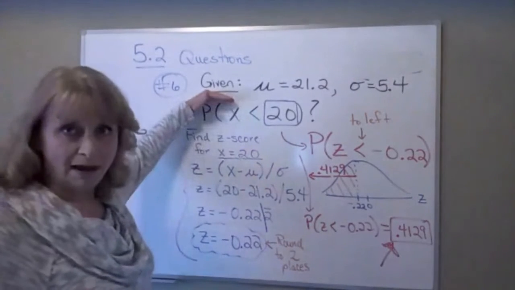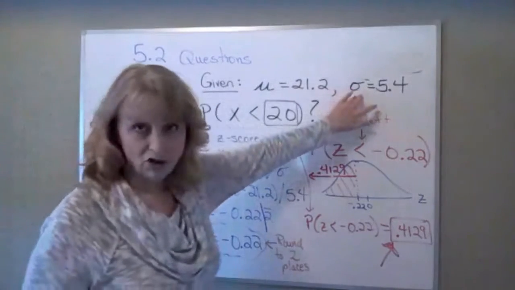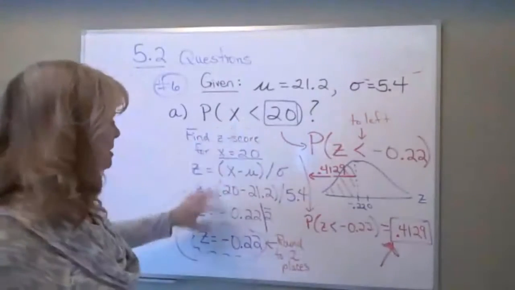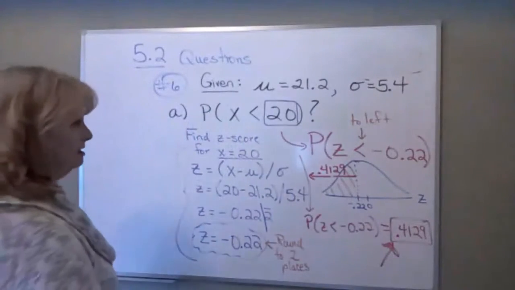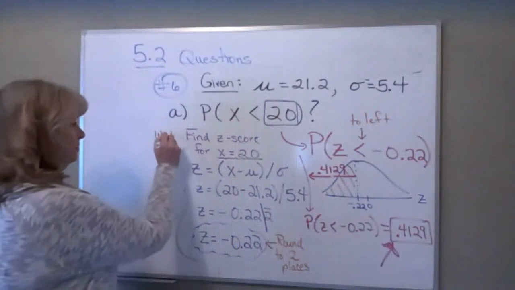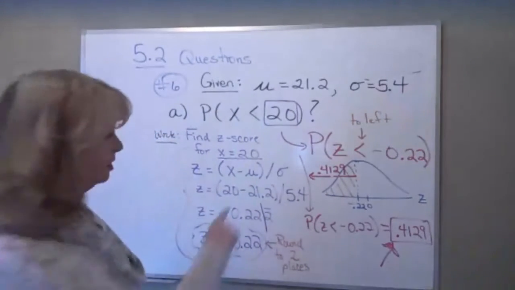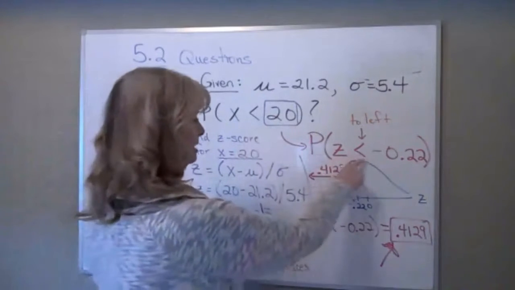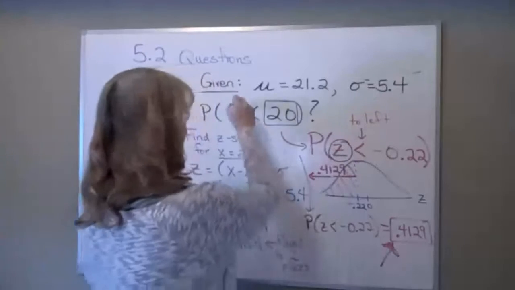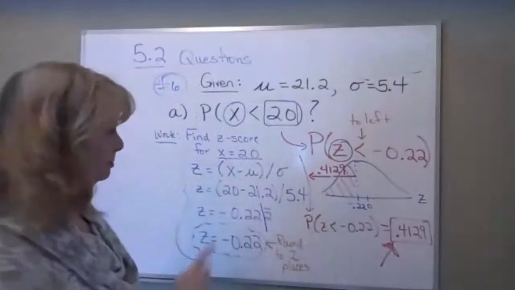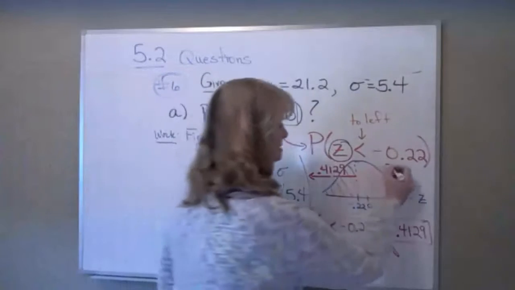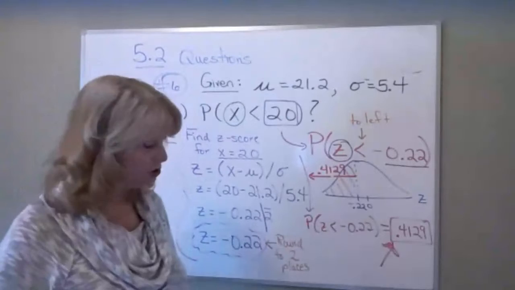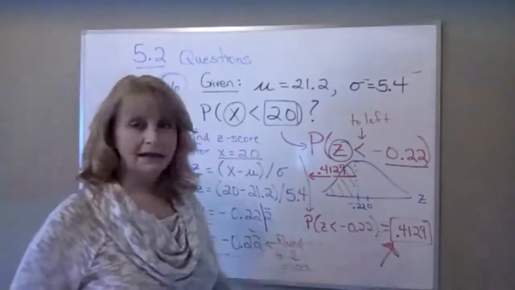So write the given information down, the mean and the standard deviation. Write the question with the data, with the X. Find the z-score for that data value. Then rewrite the probability statement using z instead of x, replacing this number with its z-score. Drawing a picture. I want you to get good at drawing a picture. And let's see if you get the answer right.